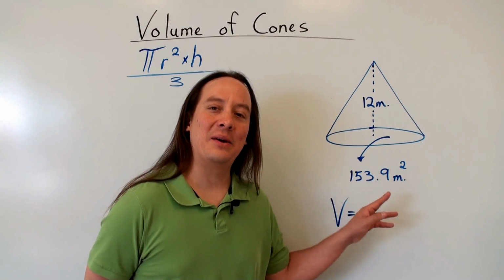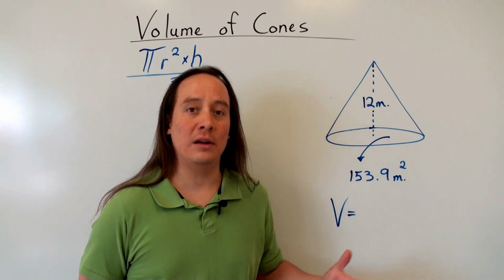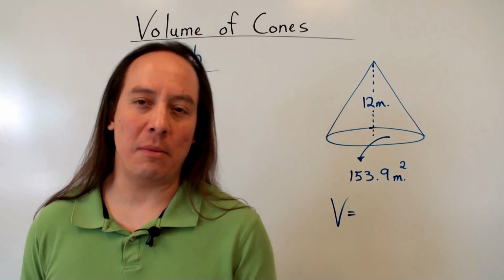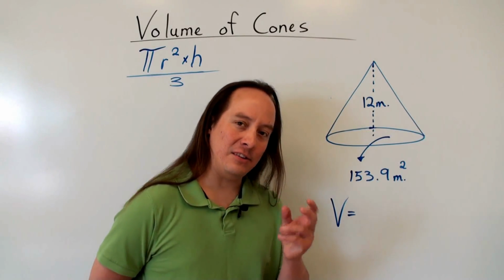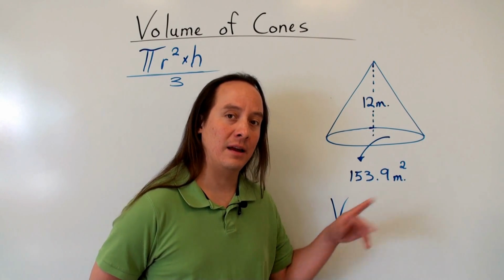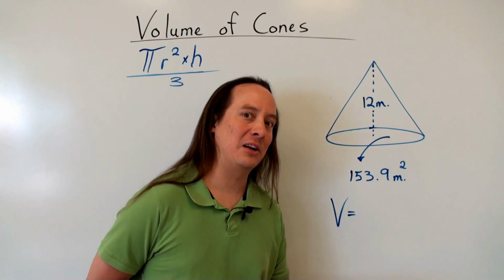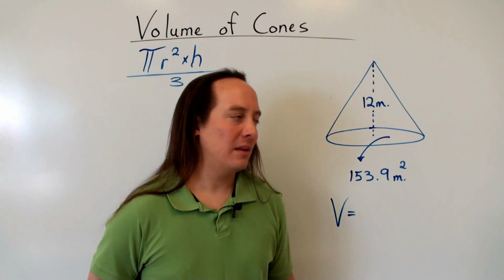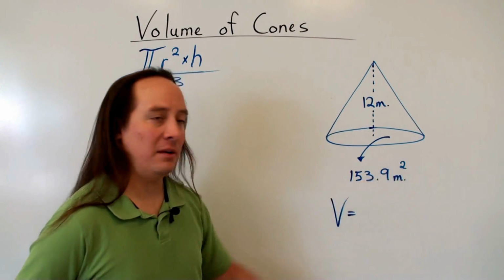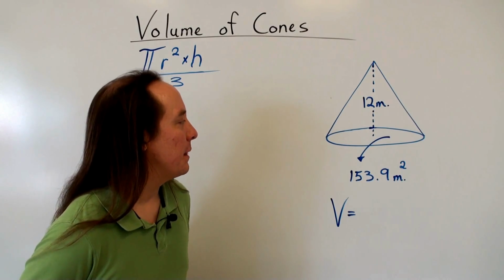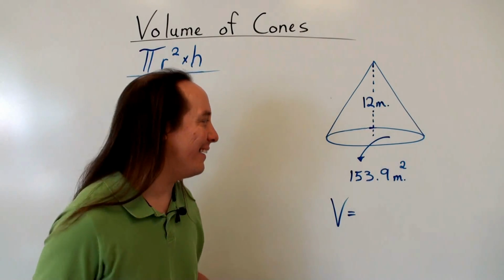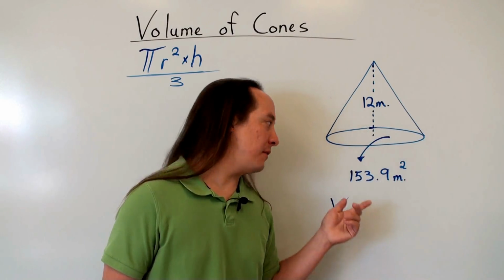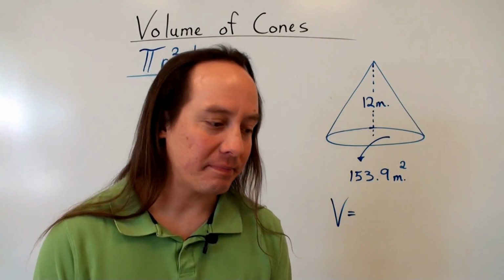And how do I know that? I know that because they're giving me meters squared, units squared. If it was units cubed, that would be volume. I've said this before, so pay attention to those units. They're telling us a lot of things right there. Meter squared, area; meter cubed, or unit cubed, volume. So what's it the area of? It's the area of the circle. The area of the circle is 153.9 meters squared.